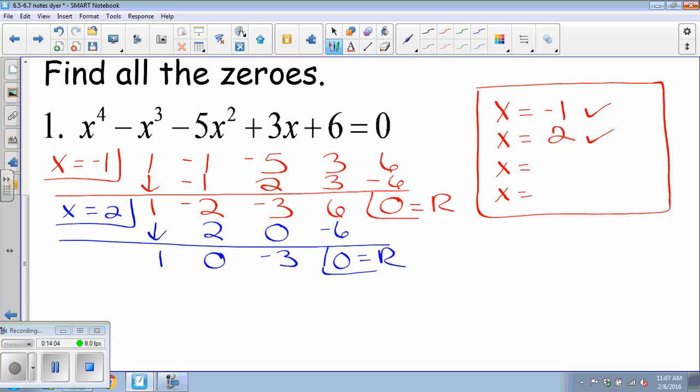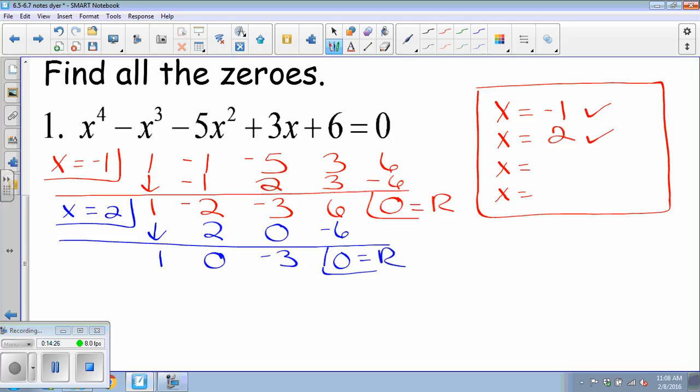What was your question? Either way, it doesn't matter which solution you start with. That's a good question. So what happens if you started with x equals 2? You will still end up in the same place. Okay? So now, I don't have any more solutions to divide by.